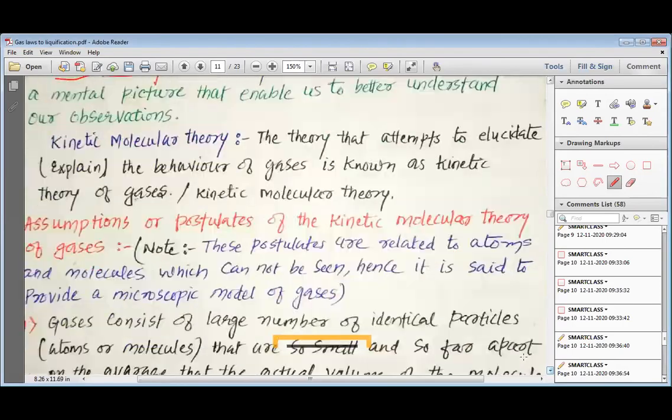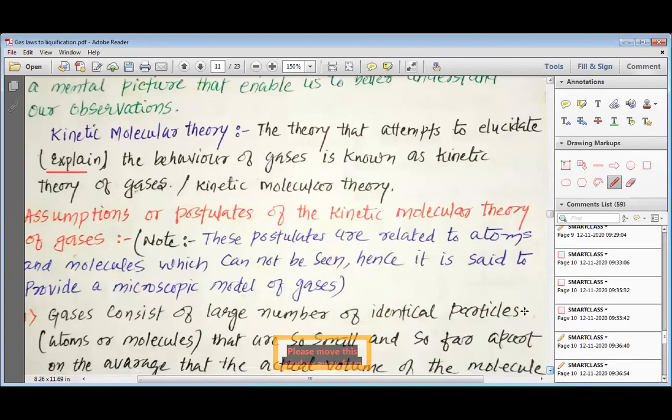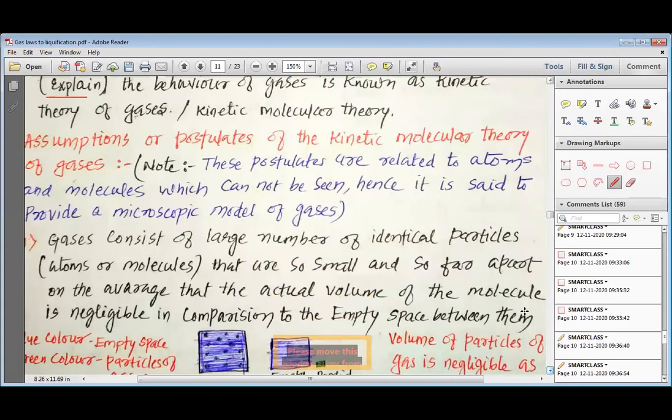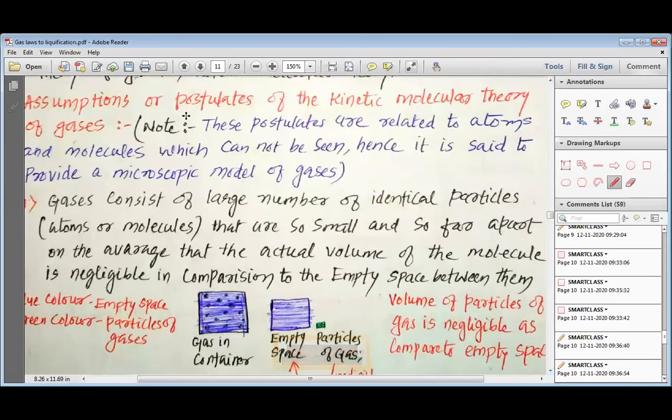Now, my dear students, let me tell you about the kinetic molecular theory, a theory that attempts to elucidate, which means explain. A theory that attempts to explain the behavior of gases is known as the kinetic theory of gases or kinetic molecular theory. Now let us have a look at the assumptions or postulates of the kinetic molecular theory of gases. There are various assumptions or postulates of the kinetic molecular theory.